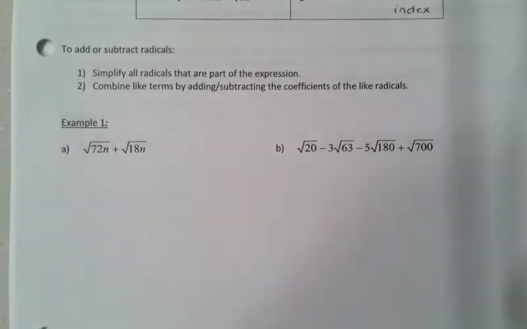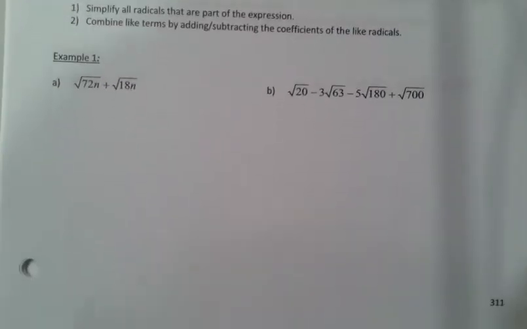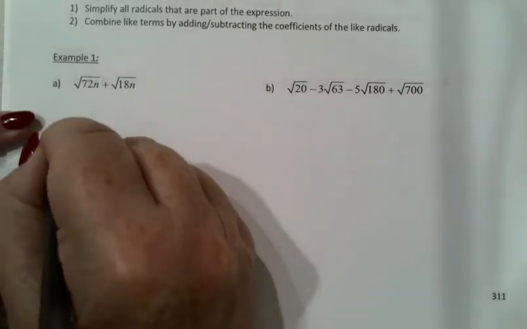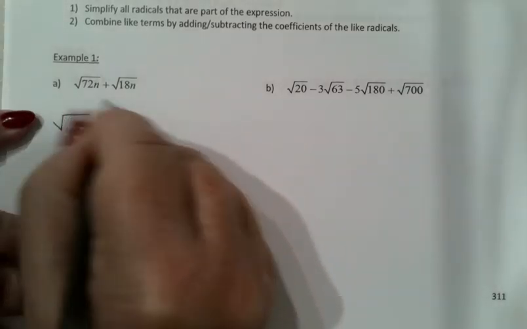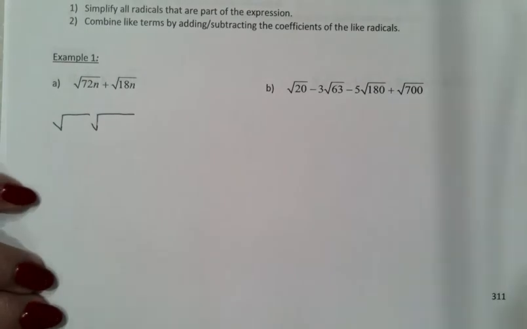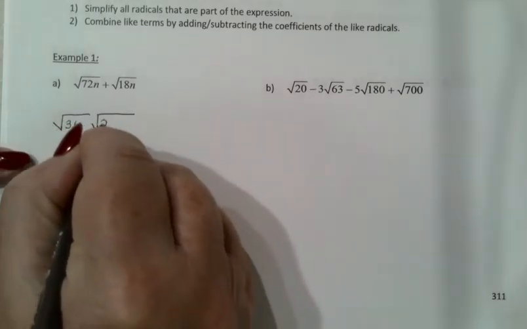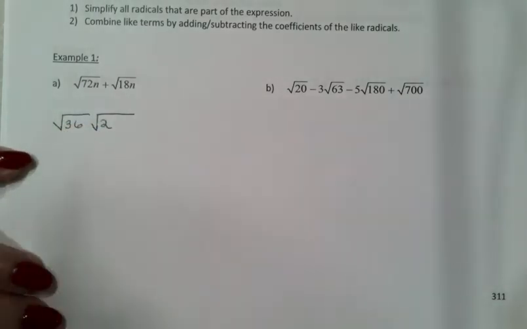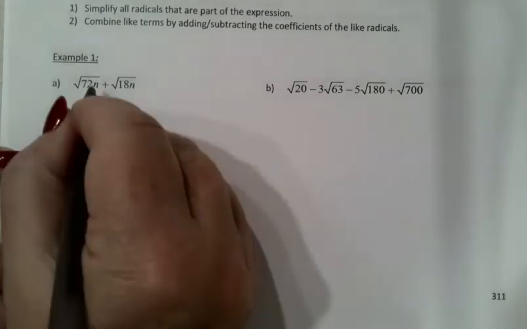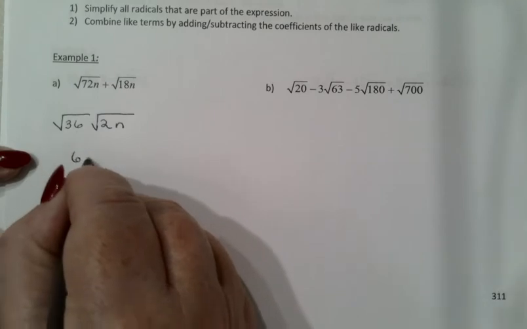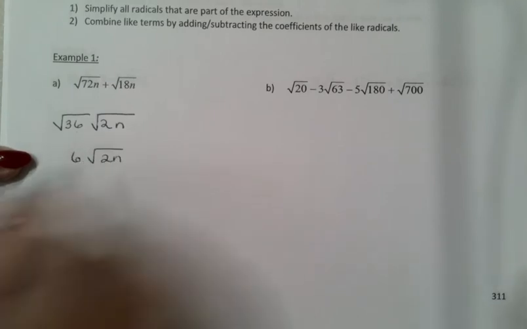So in my first example, I'm going to look at that and say, I think I could break those down a little bit, simplify. 72. When I'm thinking about a perfect square that goes into 72, I'm thinking 36 times 2. Right, 36, nice perfect square there. And then the n will have to go over here. So that'll give me 6 square root 2n.